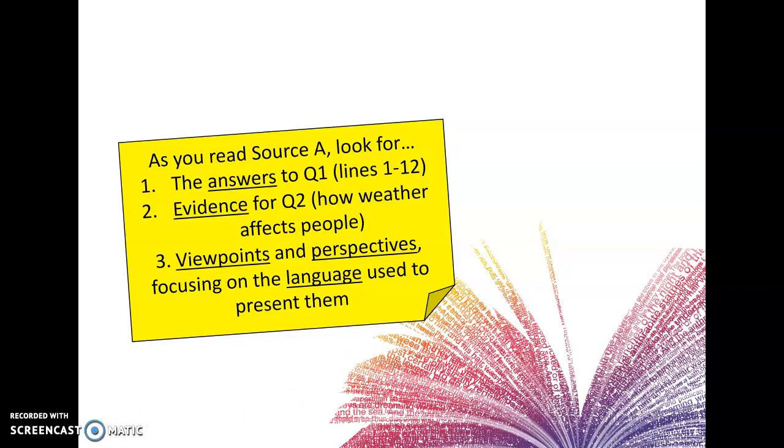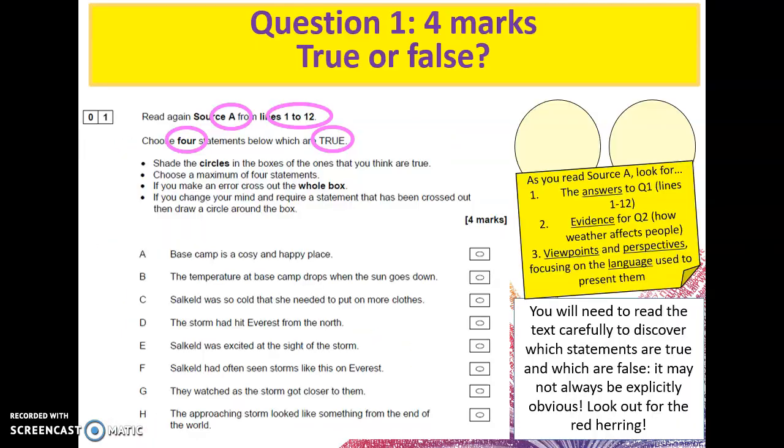Okay. If we have a little look then at question 1, and what that looks like, you can see that it directs you really specifically to source A. So make sure you always go to the right text. And here it's lines 1 to 12. You've been asked to find 4 statements, and it will always be 4 that are true.